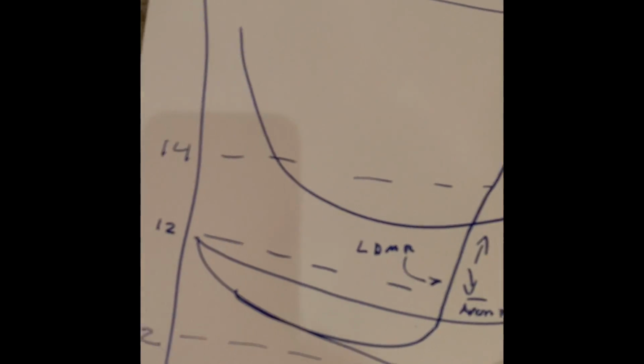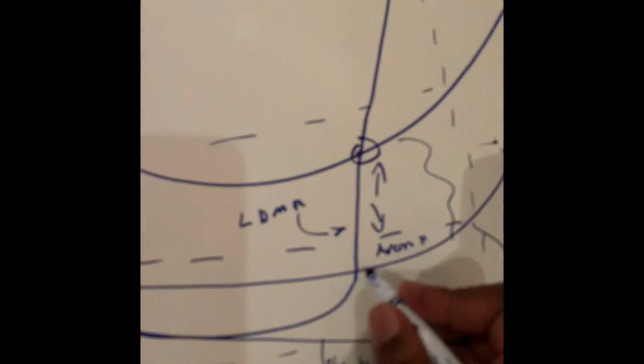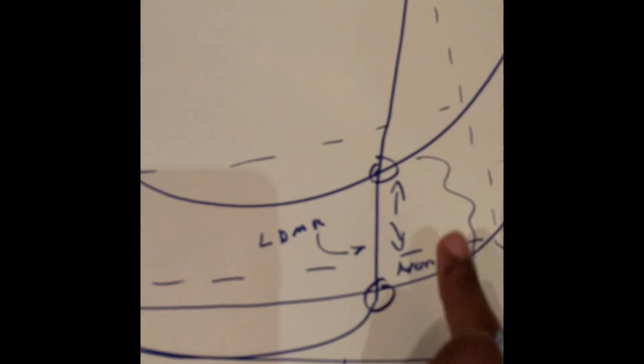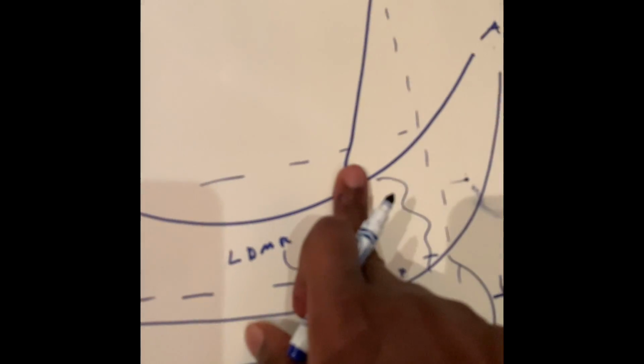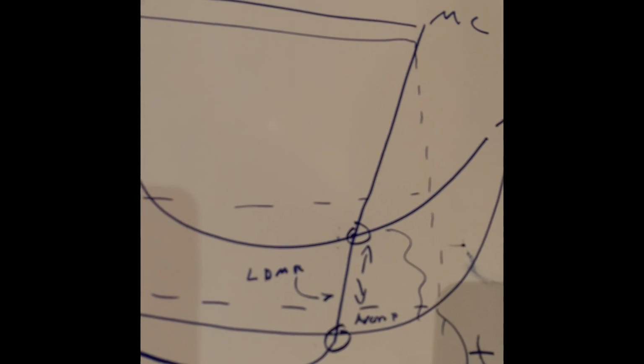You understand that? Now, these points here are the minimum points. This one right here is the average variable cost minimum point, and this is the average total cost minimum point, which is basically just the lowest it can go. I know this is not drawn to scale, but please bear with me.